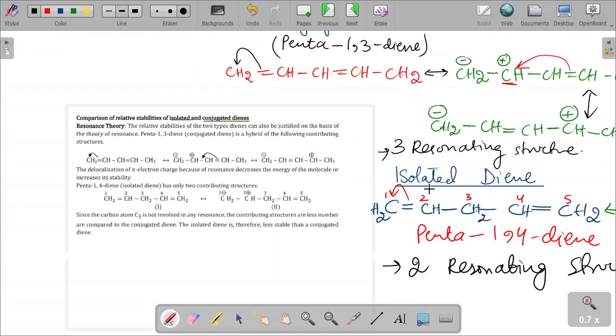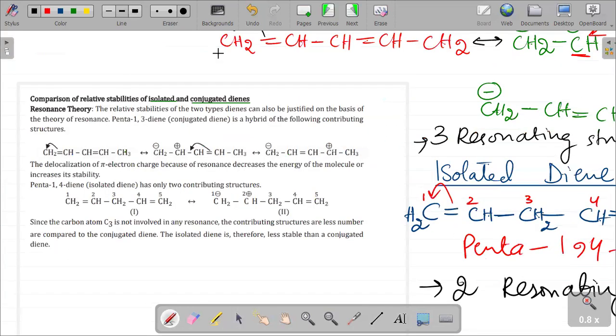Now we read this theory that the relative stability of the two types of dienes can also be justified on the basis of the theory of resonance. Pent-1,3-diene, which is an example of the conjugated diene, is a hybrid of the following structures. These are the structures which we already formed. They said that the delocalization of the pi electron charge, because this pi electron charge is now delocalized on different positions, because of the resonance decreases the energy. This is a very important point. It decreases the energy of the molecule, or increases the stability, right?